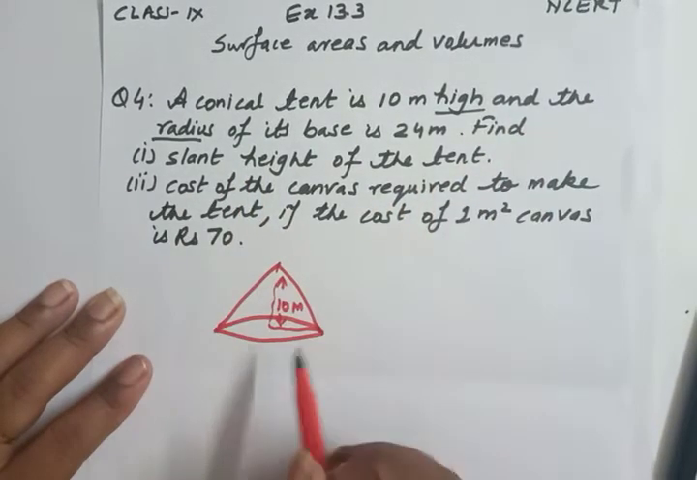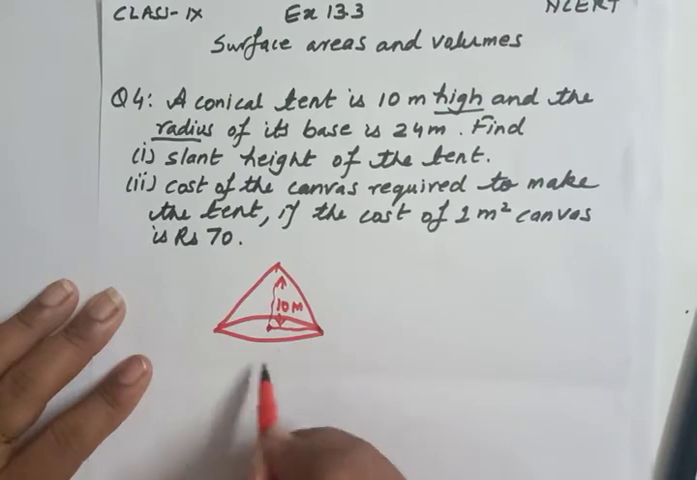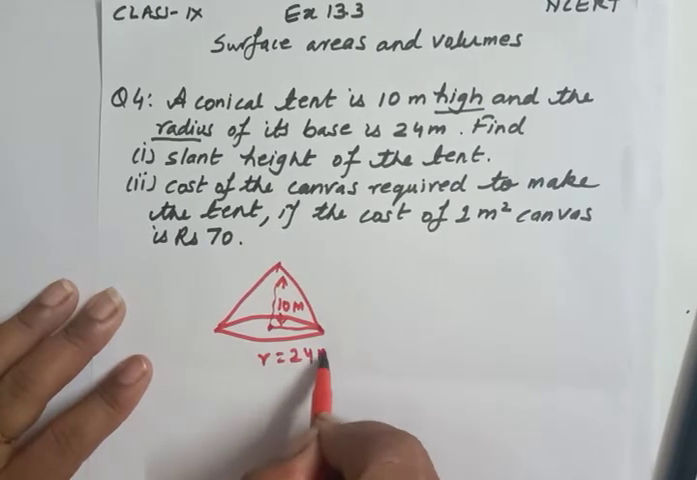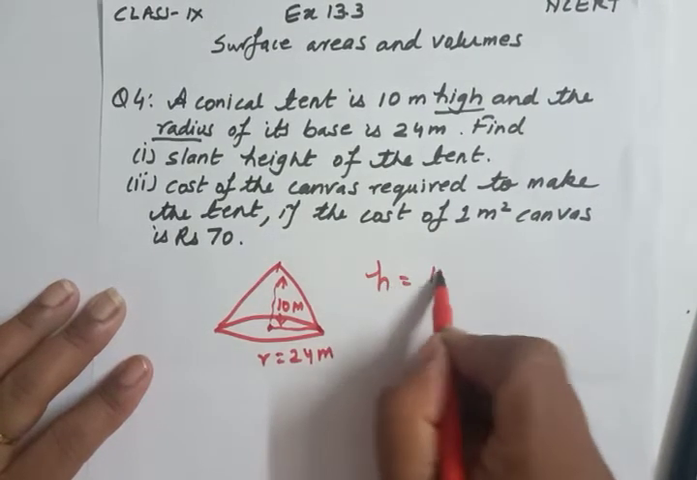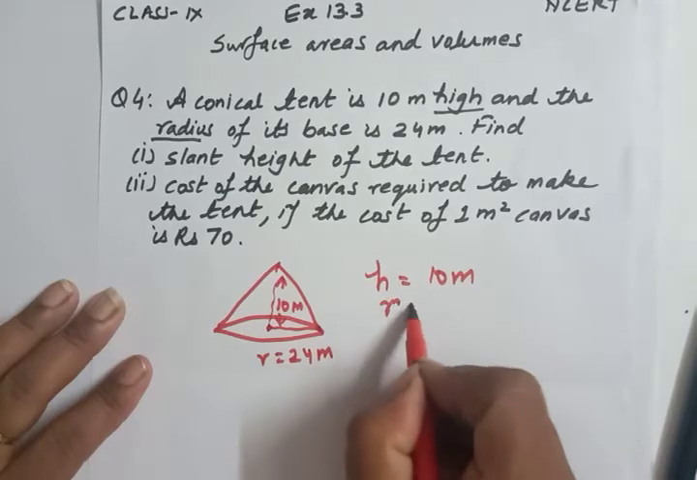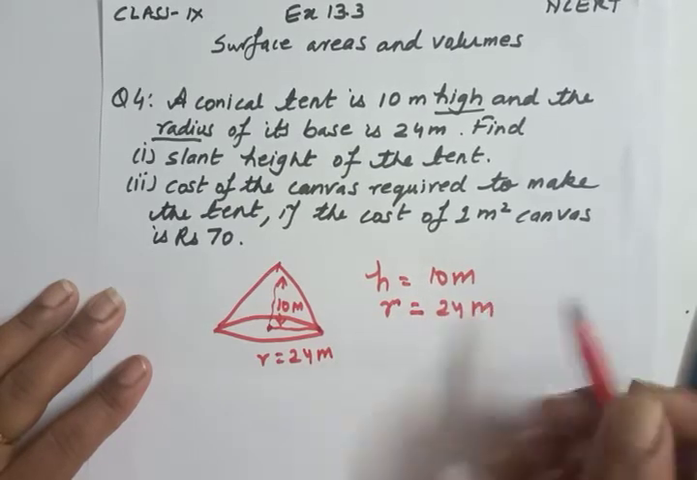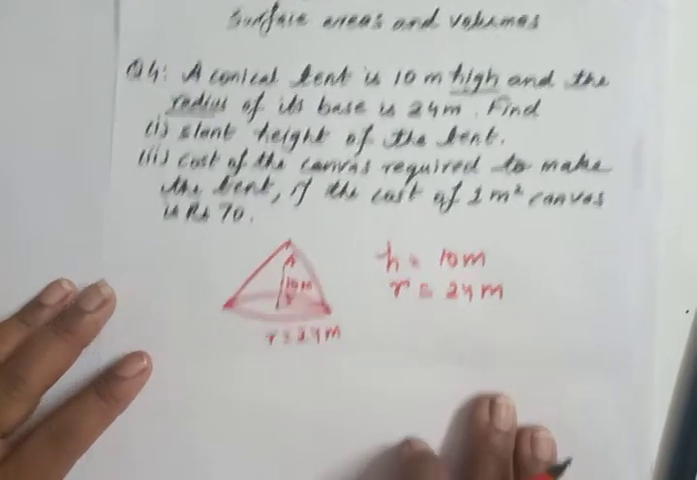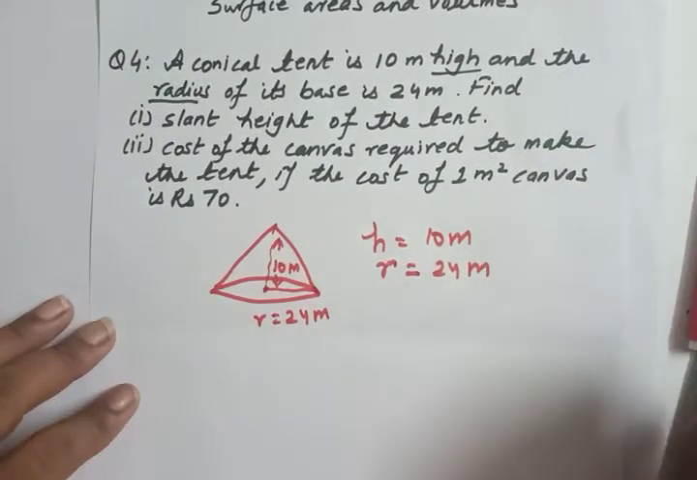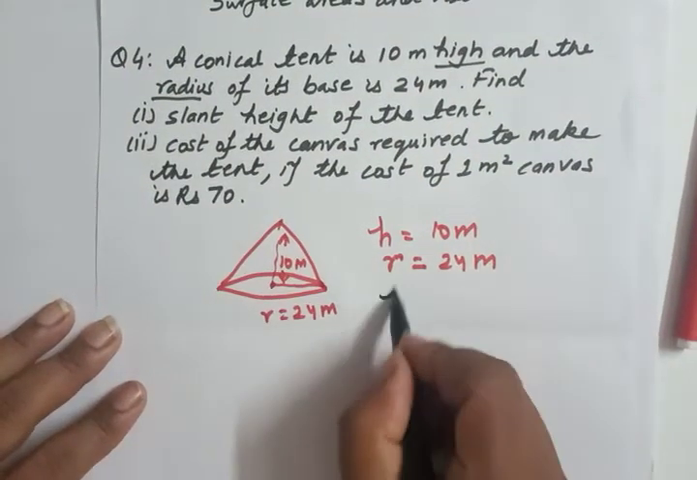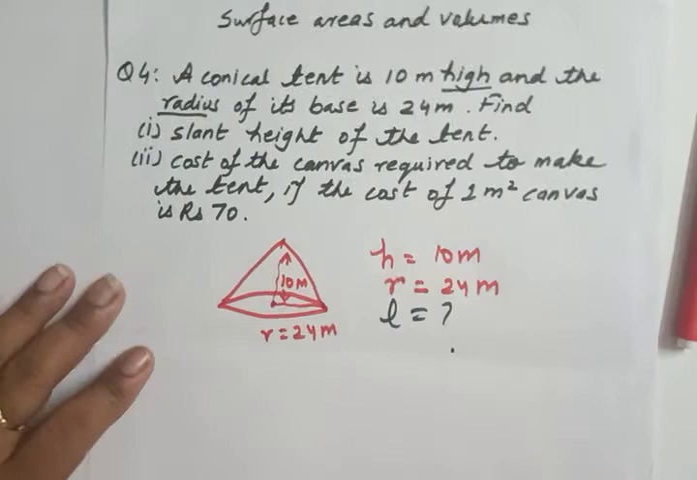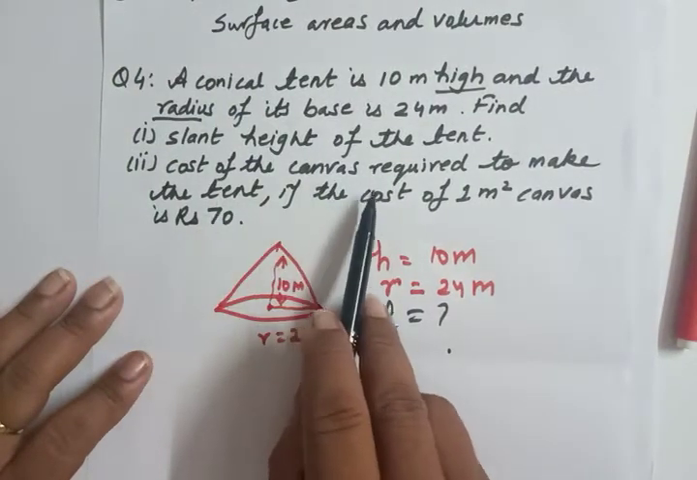And the radius of its base, means from this, r is equal to 24 meter. Yes, height is equal to 10 meter and r is equal to 24 meter. Find the slant height of the tent. So first of all, we need to find out the slant height of the tent, means L we need to find out. Then the cost of the canvas required.